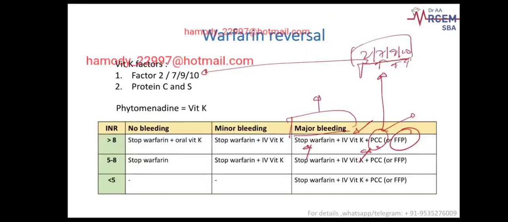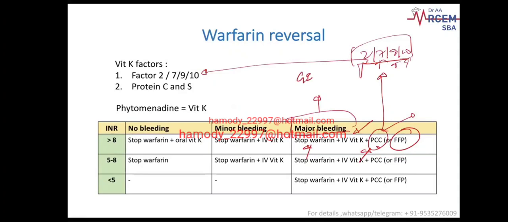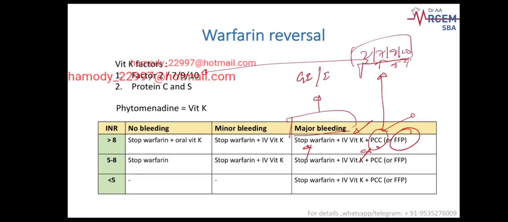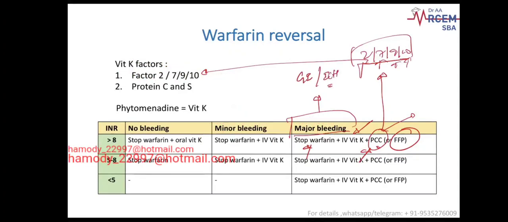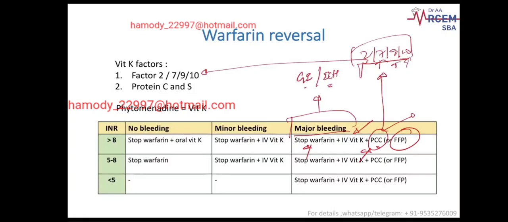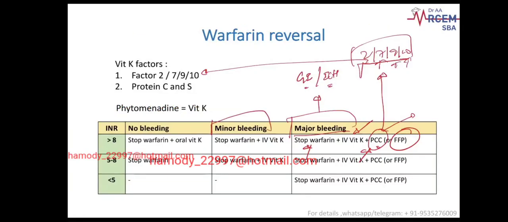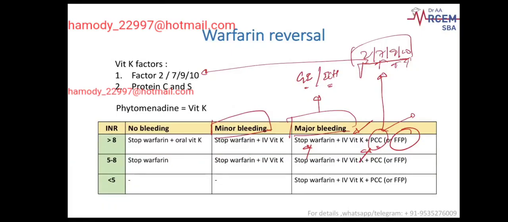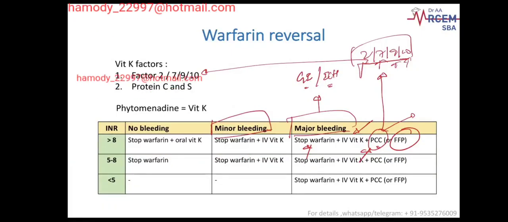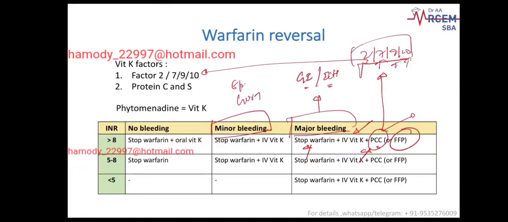So, what are the classical examples of major bleed? The classical examples of major bleed are gastrointestinal bleed and intracranial hemorrhages. So any intracranial bleed or any GI bleed is considered a major bleed. When do we call it a minor bleed? Any nose bleed, that is epistaxis, or any gum bleed. These conditions you will consider as a minor bleed.